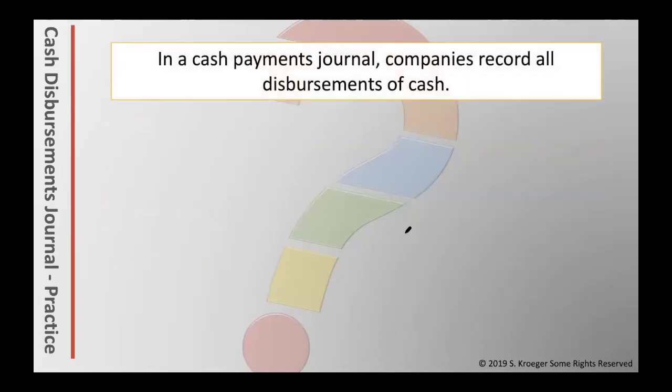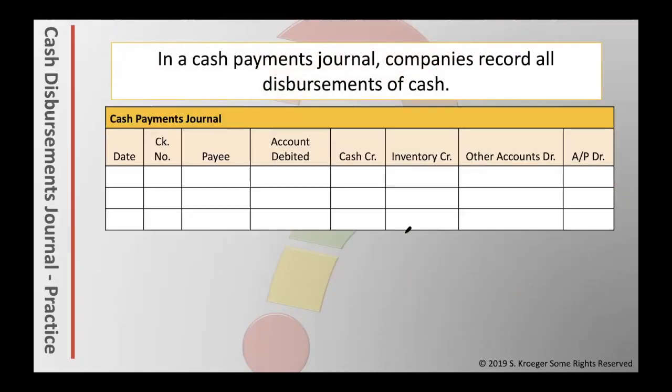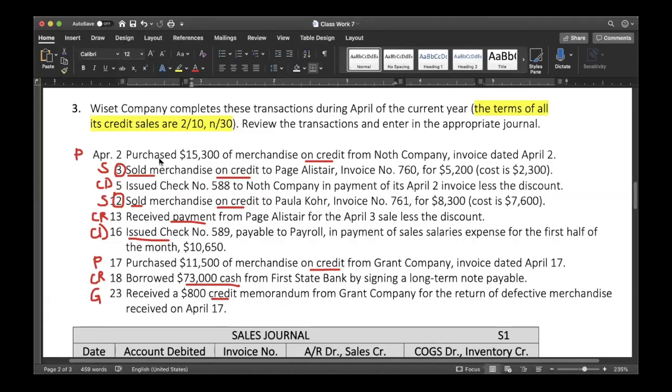The final special journal would be the cash disbursements or cash payments journal. So I have them both listed here, cash disbursements, cash payments, because you can use them interchangeably. Some companies use one, some use the other, but it means the same thing. For the cash disbursements special journal, we have two that go here. On April 5th, issue check 588 to Knopf Company in payment of its April 2nd invoice less the discount, which means we owe them money and we are getting a discount on it.